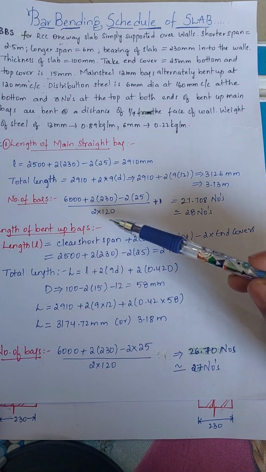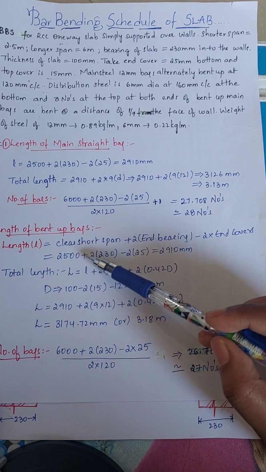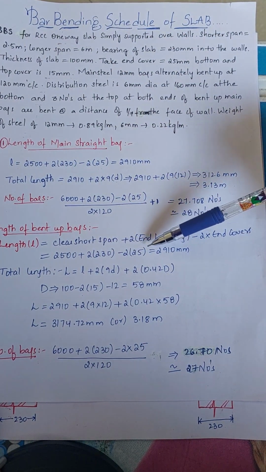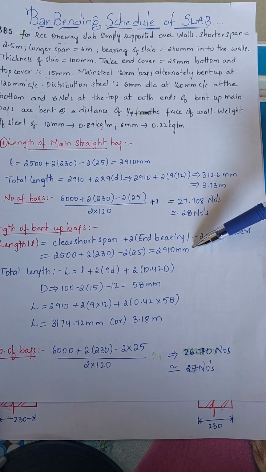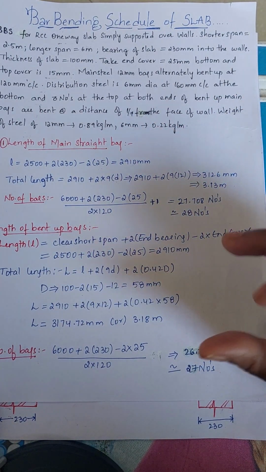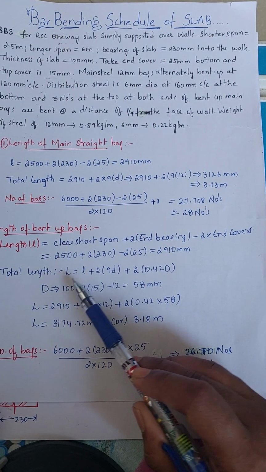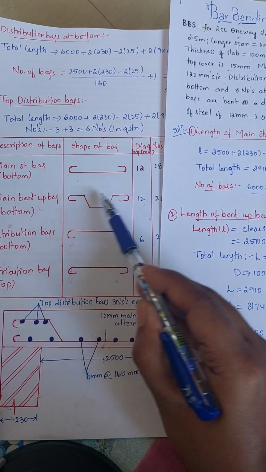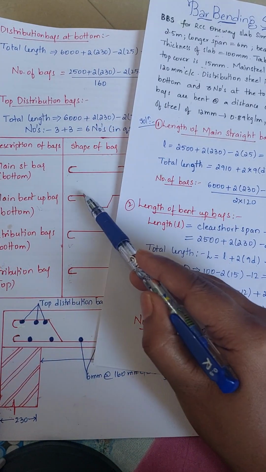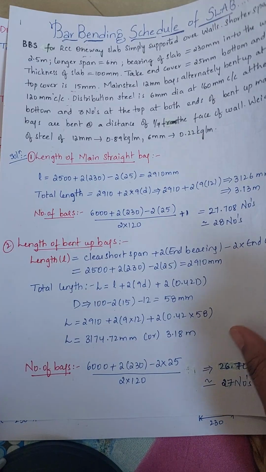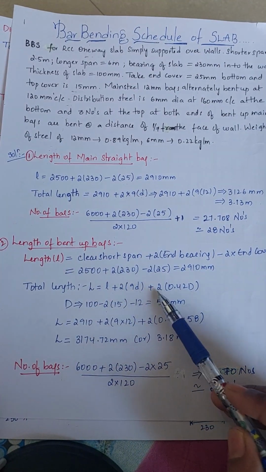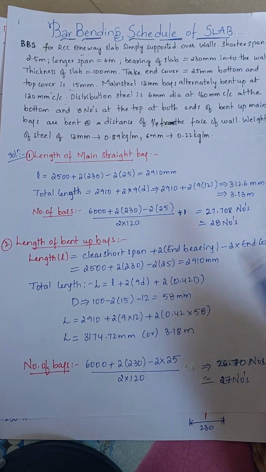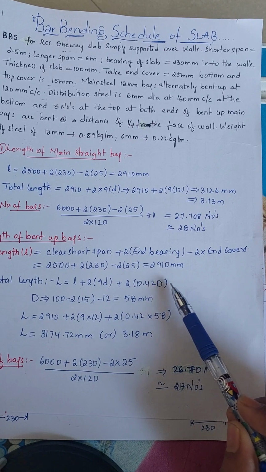Now we will calculate the length of the bent-up bars. The length equals the shorter span plus 2 into the width of supports, minus the clear cover at both ends, so we get 2910 mm. To calculate the bent-up portion, the formula is total length equals small l plus 2 into 9d, because here you can see the bars are bent up with cranks at two positions. So plus 2 into the crank, and for the crank the formula is 0.42D.